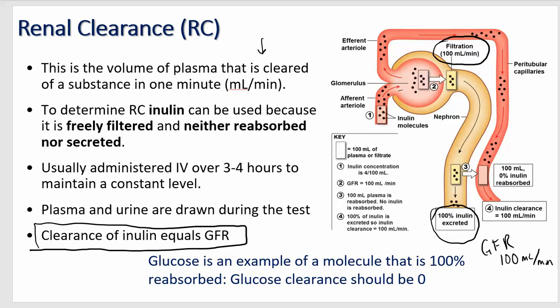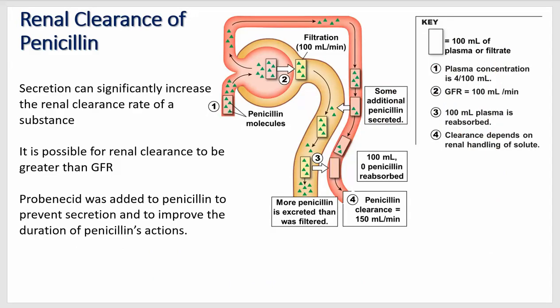So glucose is an example of a molecule that is 100% reabsorbed, and so its clearance is 0. However, here's an example of penicillin. Penicillin is interesting because it is heavily secreted. It's a useful drug, but your body doesn't really want it in there. Probably because it's made from a fungus, and fungi aren't supposed to be in the body, and there are receptors over here that recognize molecular patterns associated with fungal molecules. Penicillin is going to fall into that category.